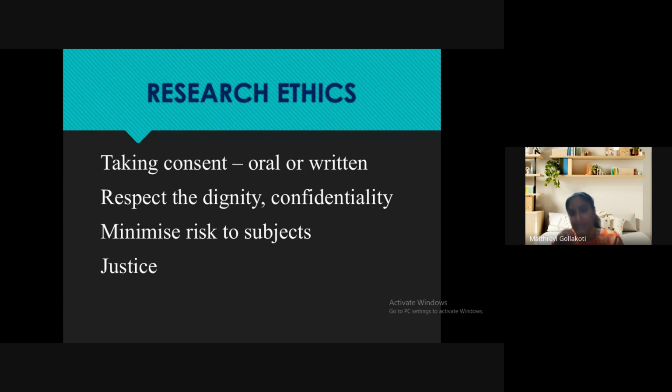We should take their consent either orally or written. We should give them dignity. We should keep their information confidential. We should minimize the risk. And finally, we should give them enough compensation. These are the ethical values that are to be followed by any kind of researcher. Next, please.